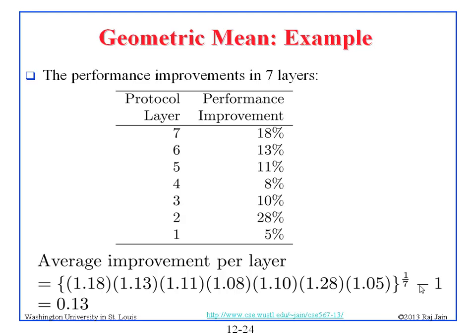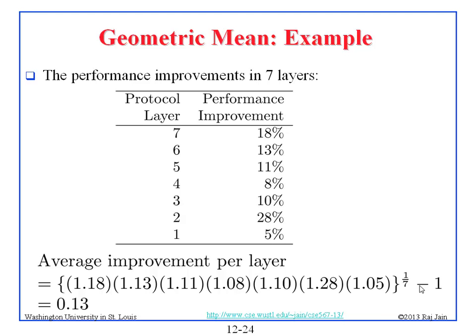So we multiply these numbers 1.05, 1.28, 1.10, 1.08, and so on and so forth, and take the seventh root, and we will get 1.13. Minus 1 is 0.13. So 13% is the average improvement per layer. You cannot just add up these numbers and divide by 7, because these are ratios, by the way. Remember, percentages are ratios. So that is one thing that you will notice in this case: these are ratios, so we cannot just add them up.